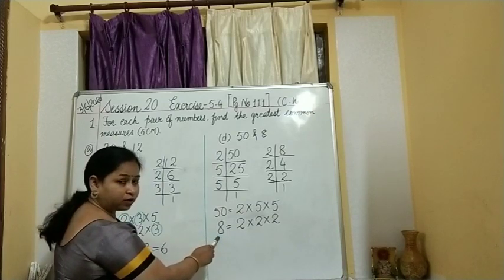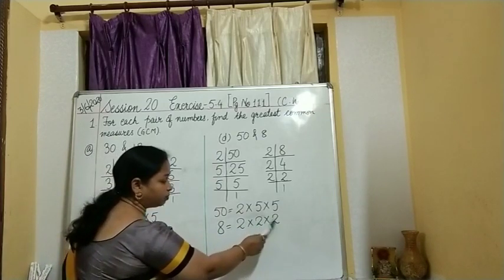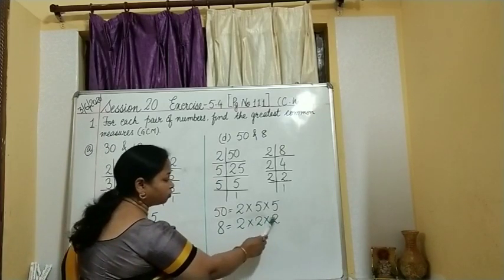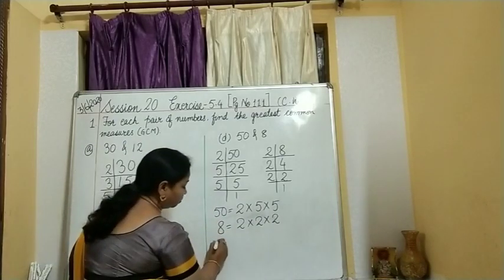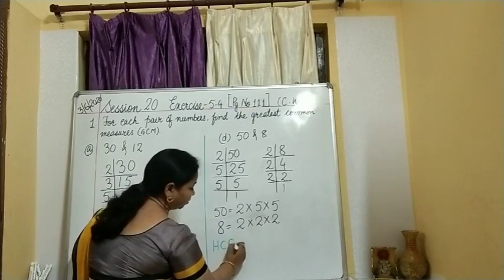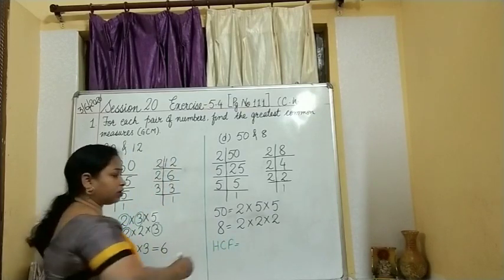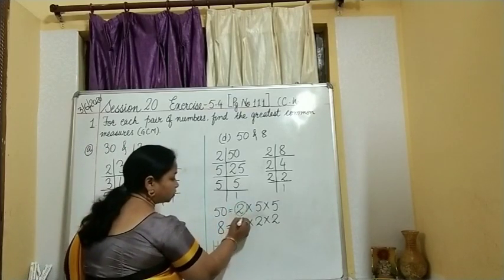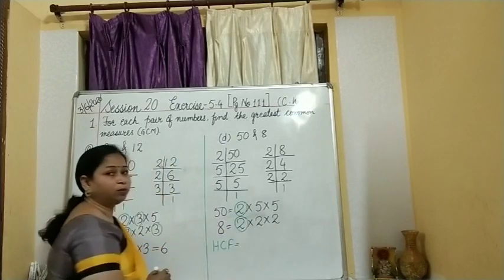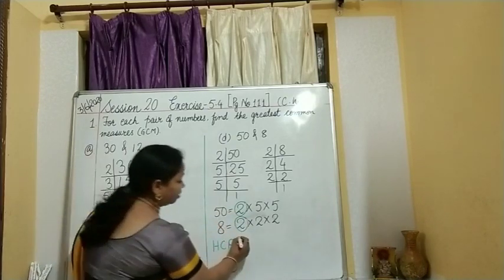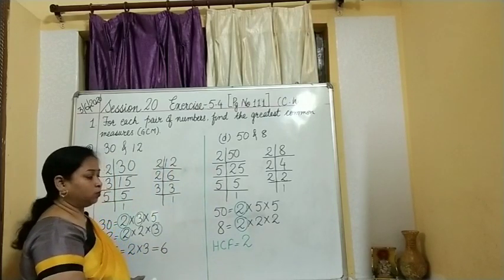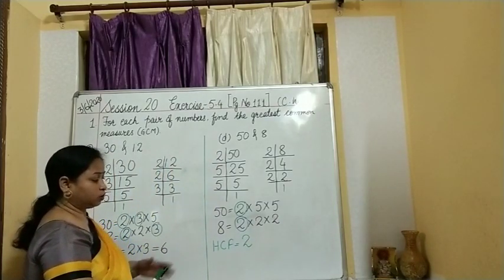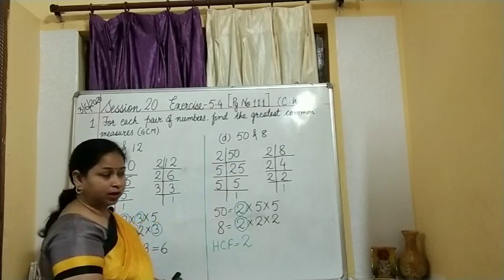Then what are the prime factors of 8? 2 multiplied 2 multiplied 2. Check it. 2 2s are 4, 4 2s are 8. Got it? Then let us find out the HCF for these numbers. So what is HCF? The factor which is common in both. So you will have this 2 only. So HCF is 2. In the multiples of 2 you will get 50 as well as 8.